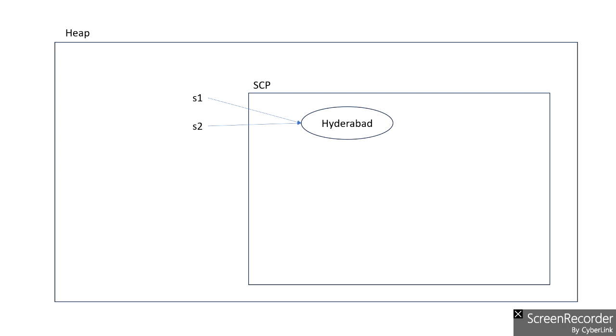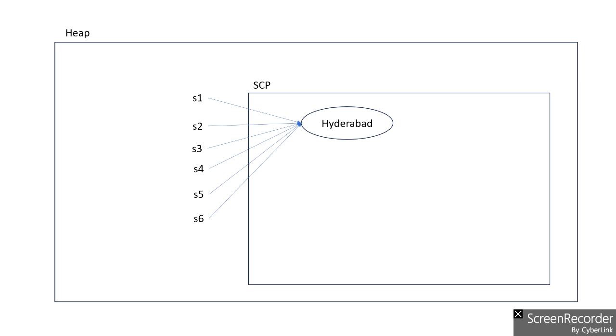Now for both users, if they enter Hyderabad, the same Hyderabad object is being used for both users, right? Next, some third person came, and he also utilizes the same Hyderabad object. S4 also has the same Hyderabad, S5 also the same Hyderabad object, S6 also the same string object. So this is good, right? We started reusing the object.